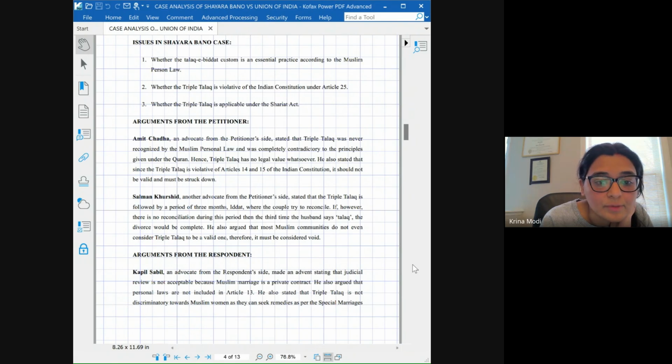Salman Khurshid, another advocate for the petitioner's rights, stated that triple talaq is followed by a period of 3 months where the couple try to reconcile. If, however, there is no reconciliation during this period, then the third time the husband says talaq, the divorce would be complete. He also argued that most Muslim communities do not even consider triple talaq to be a valid one. Therefore, it must be considered void. These were the arguments of the petitioner. Now let's see the arguments of the respondent.